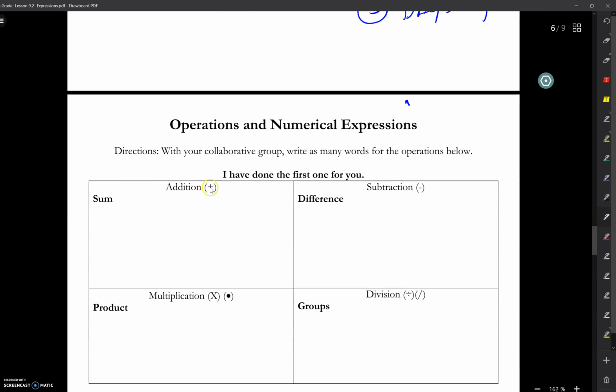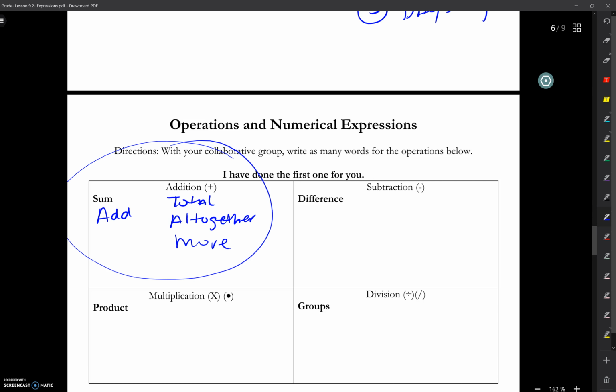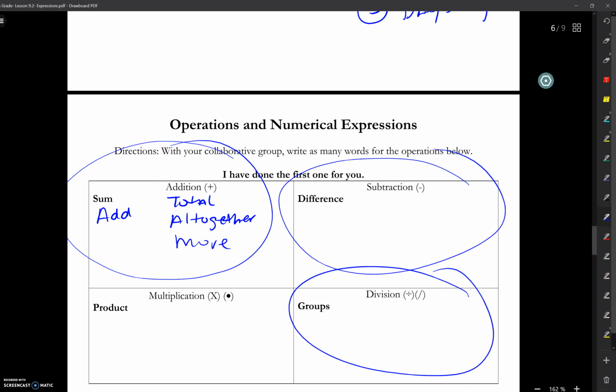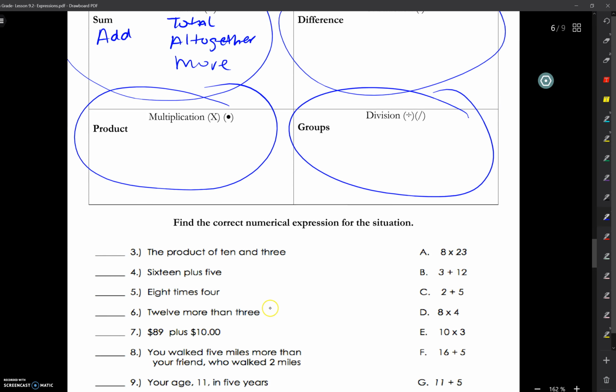Okay, now I want you to take your knowledge and list all the words that mean addition. So we have sum, add, total, altogether, more. So you're going to come up with a bunch of words that mean triple, and you can look this up online. Subtraction, all the words that mean subtraction, all the words that mean division, all the words that mean multiplication.